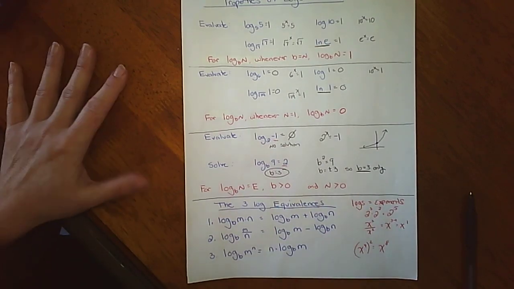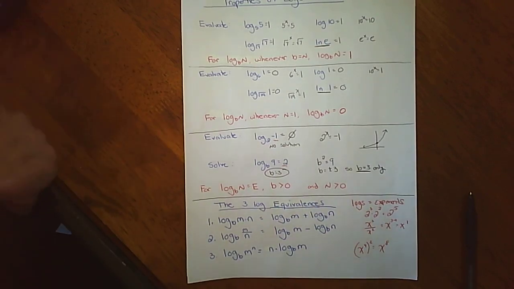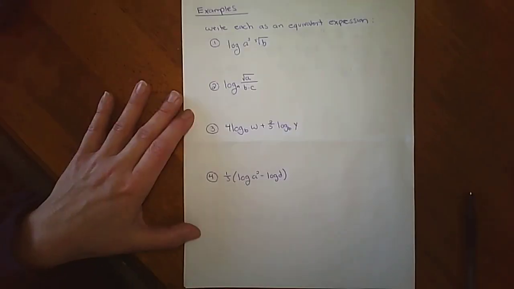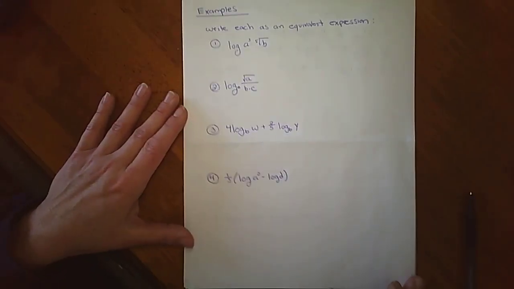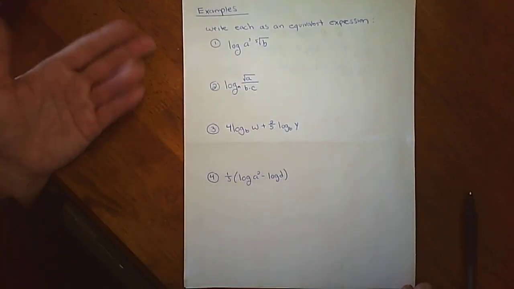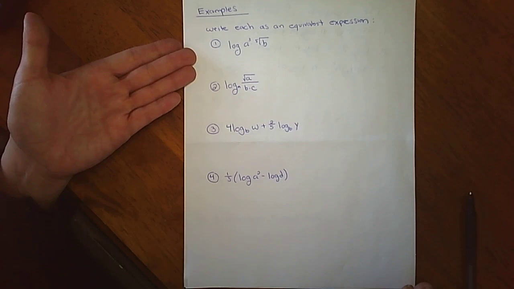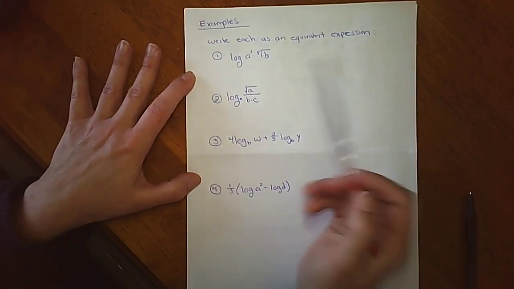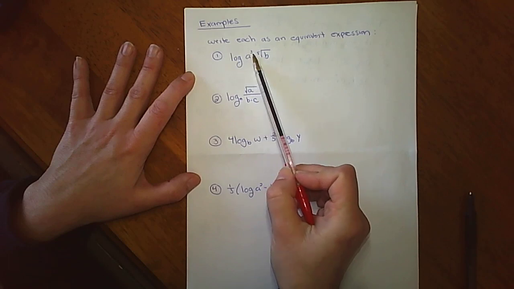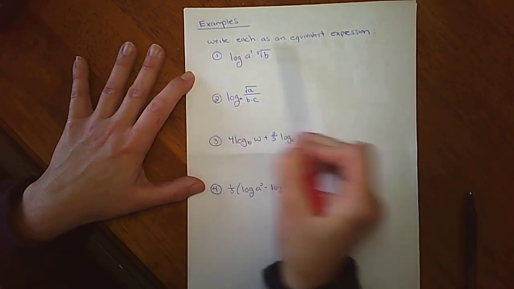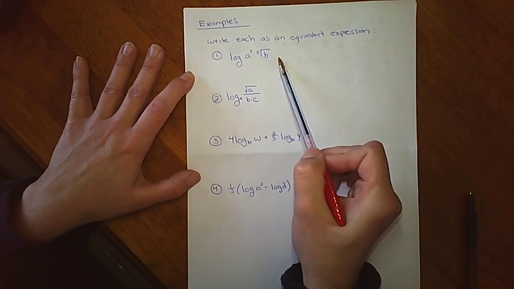So these are our notes. And now what I want to do is we're going to practice some things. So let me give you some examples to start with. So here I have 4 different examples of how we can use our equivalencies to change things. So let's take a look at the first one. We have log a cubed times the 5th root of b. So we want to rewrite that as an equivalent expression.